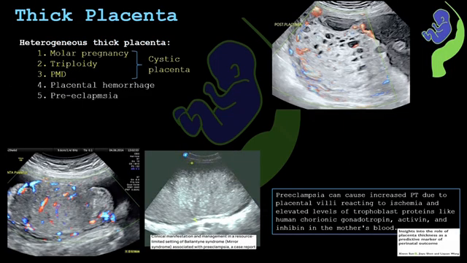When we encounter a heterogeneous thickened placenta on ultrasound, there are several important differential diagnoses that we should consider. It can be associated with cystic placenta, for which the etiology could be complete mole, partial mole, or placental mesenchymal dysplasia. Next comes heterogeneously thickened non-cystic placenta, which could be because of hemorrhage or because of preeclampsia.